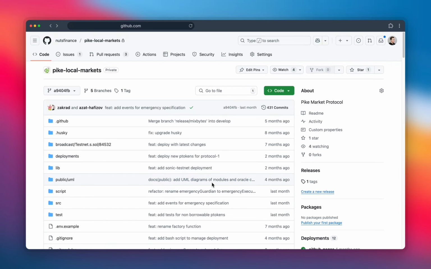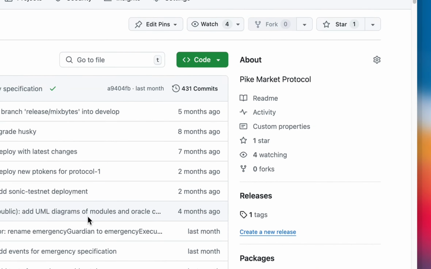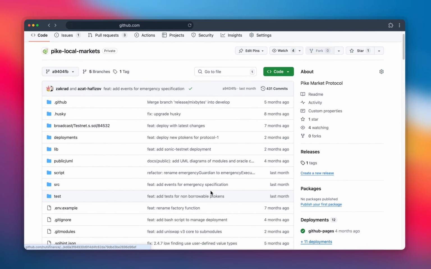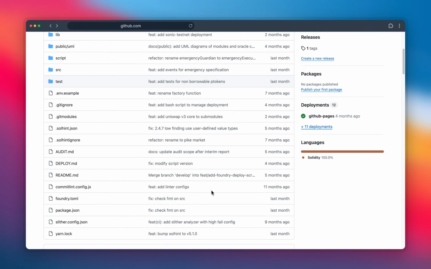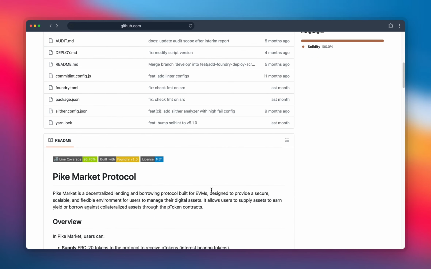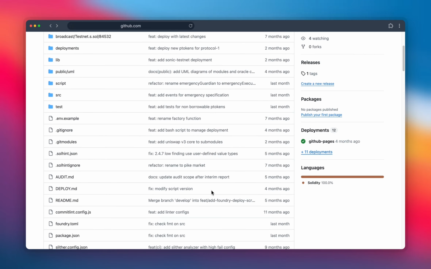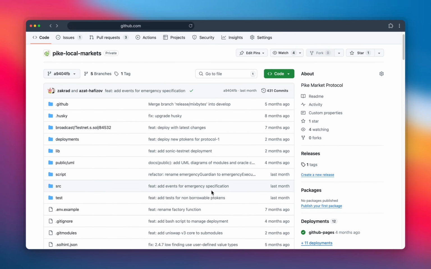In the next few minutes, I will guide you through Pike Market, a modular, operatable, Compound V2 inspired lending protocol deployed through a factory contract. In this video, I will trace the call path from deployment to core operations, review the Oracle design, and highlight multi-tier emergency controls.